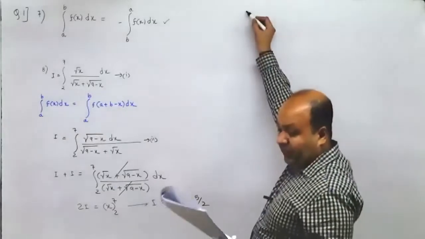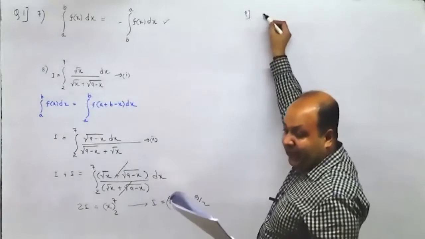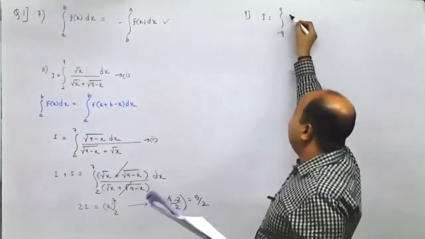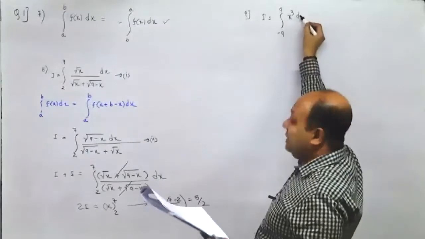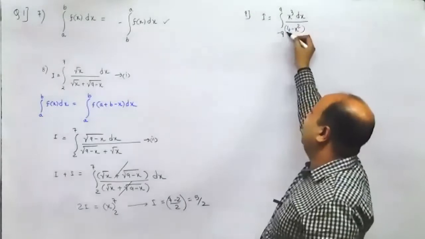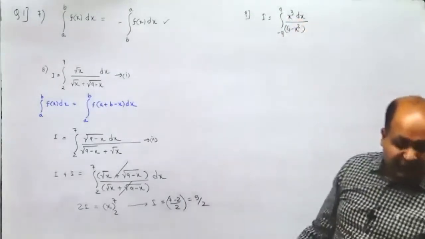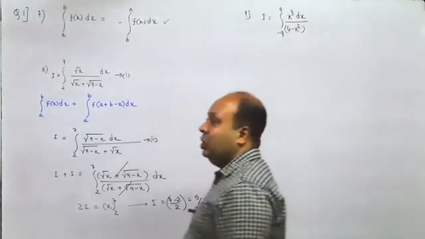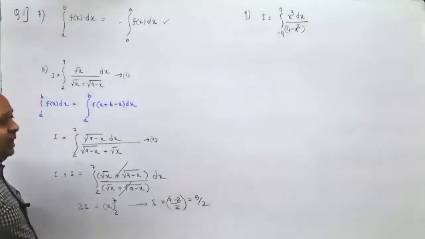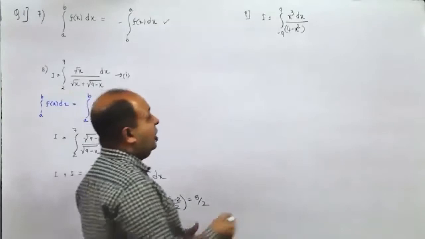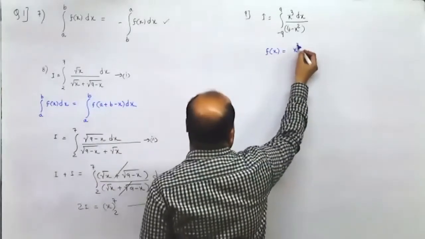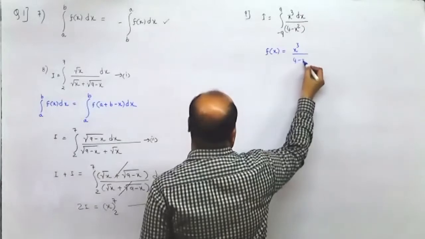Next, question number 9: I equal to integral minus 9 to 9 of x cube dx upon 4 minus x square. I had told you whenever the lower limit and the upper limit are the same, you need to first check whether the function is even or odd. How do you check that? You just need to replace x with minus x.